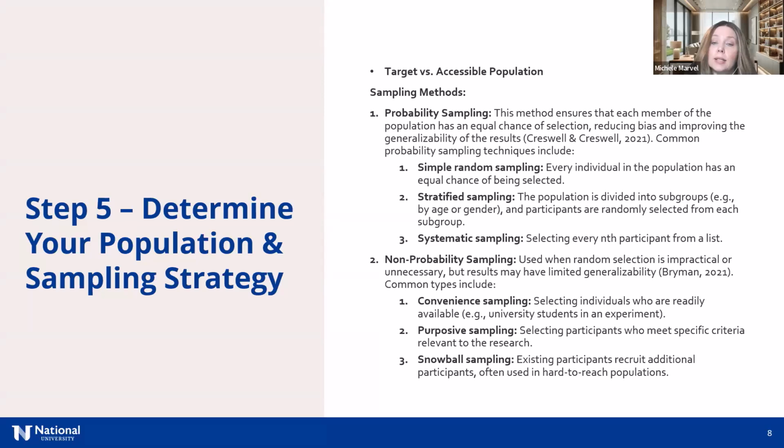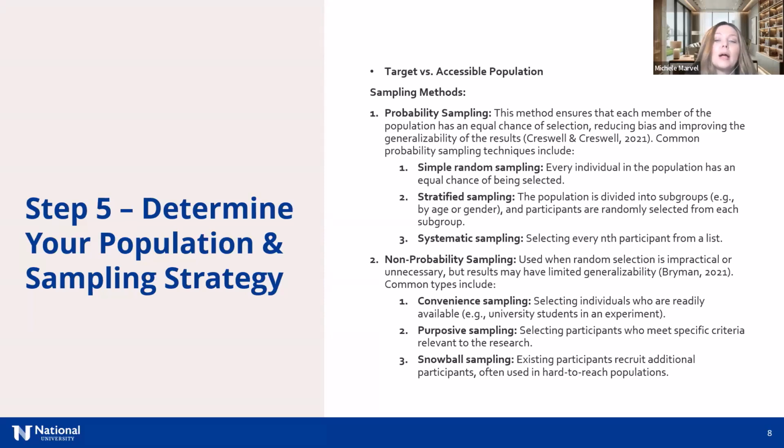Then you have stratified sampling. The population is divided into subgroups, maybe they're divided by age or gender, and participants are randomly selected from each group. And this ensures that key groups are represented. And then you have systematic sampling. You select every nth person from a list. For example, you might select every 10th name from a particular directory or list. Probability sampling enhances the study's external validity, not internal, external, meaning that your results can be confidently generalized to the larger population.